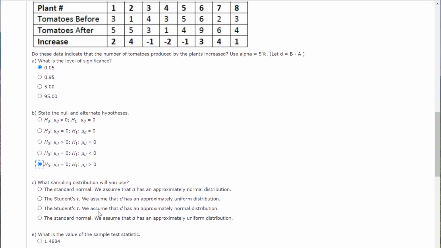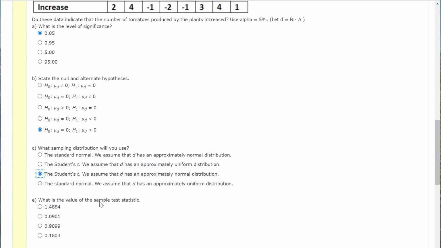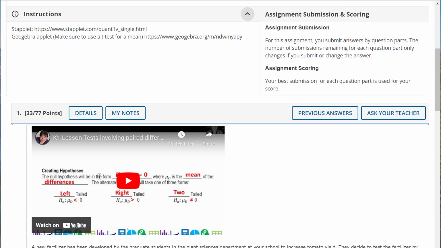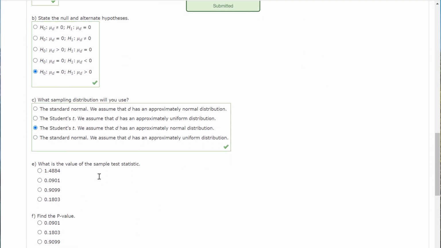What sampling distribution will we use? Well, we have means, and so it's a student T. The normal is for proportions. Student's T is for means. Not for tomato, but means. And we never deal with a uniform distribution. It's an approximately normal distribution. Then they ask, what's the value of your sample test statistic? So let's make sure we've got all this correct first. And there we go, we have all the right answers.